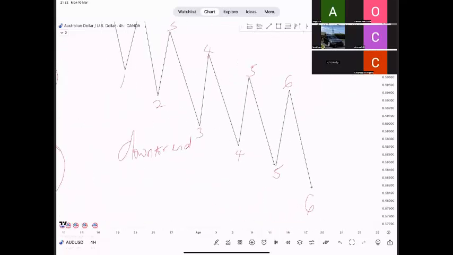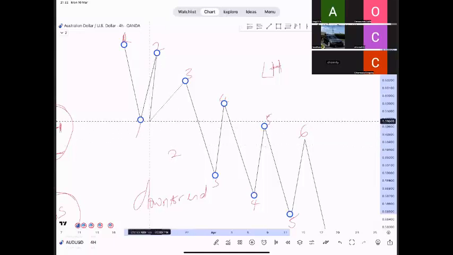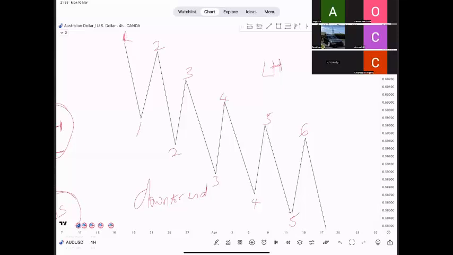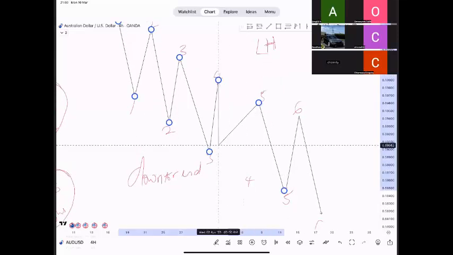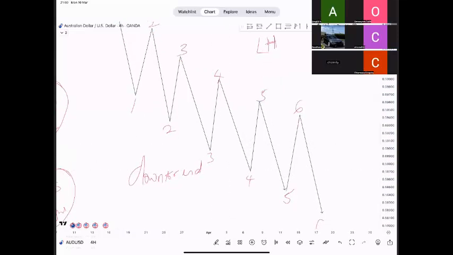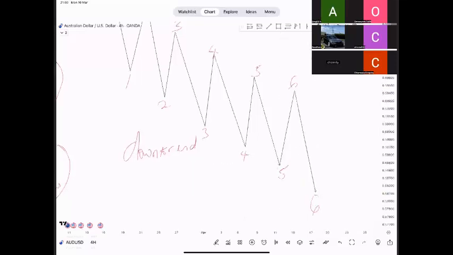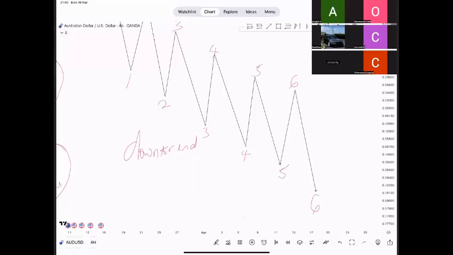Low 2 went below low 1. Low 3 went below low 2. Low 4 went below low 3. This is low 5. And low 5 did what? Went below low 4. And even low 6 went below what? Low 5. So you notice that each new low in a downtrend is usually lower than the previous low.